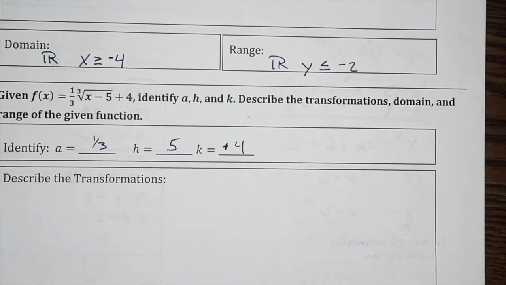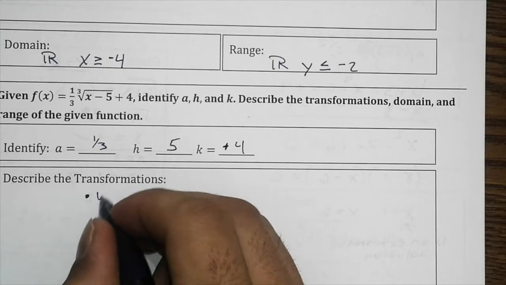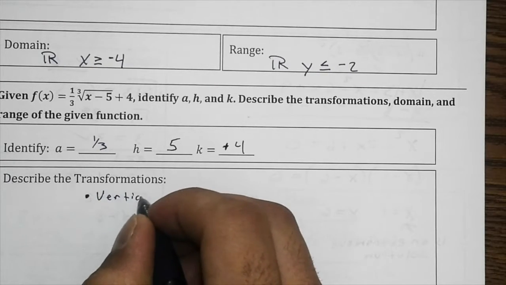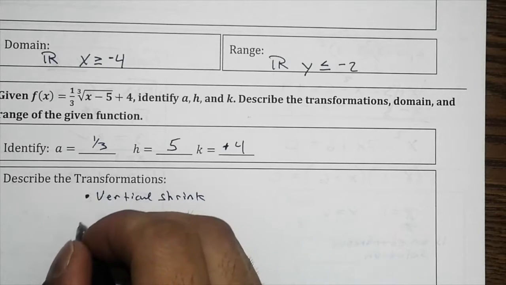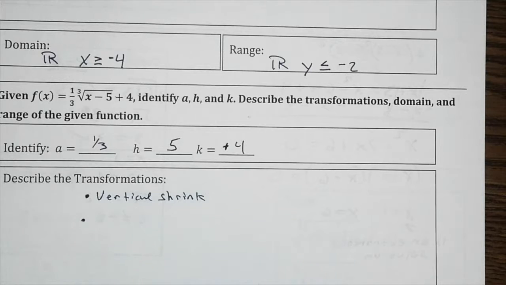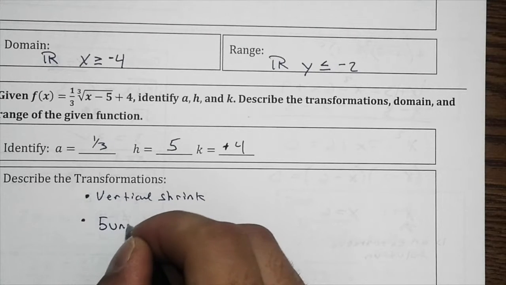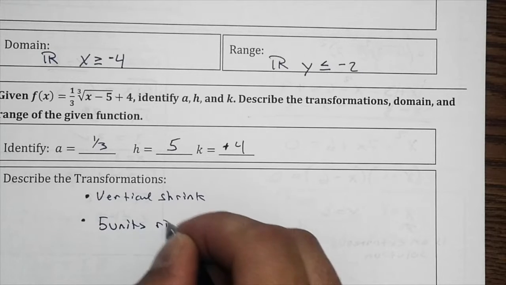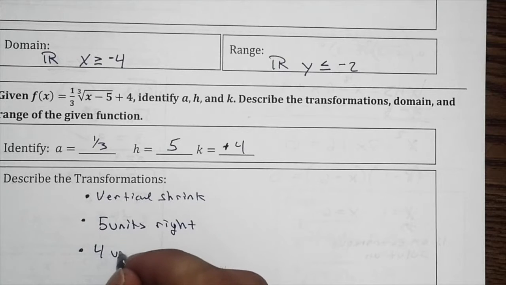All right, so now we still have 3 things going on. So for transformations, the a value of 1/3 tells us we have a vertical shrink. h being 5 means 5 units to the right. And then k being positive 4, we're going to go 4 units up.